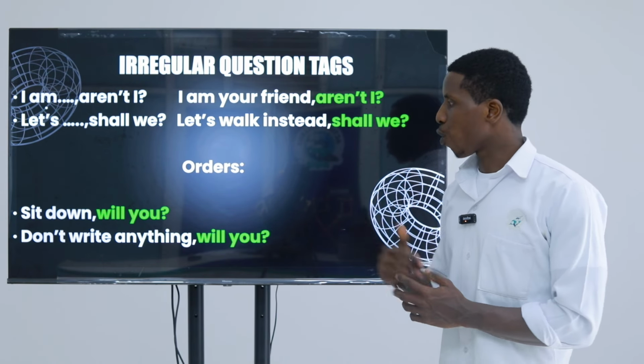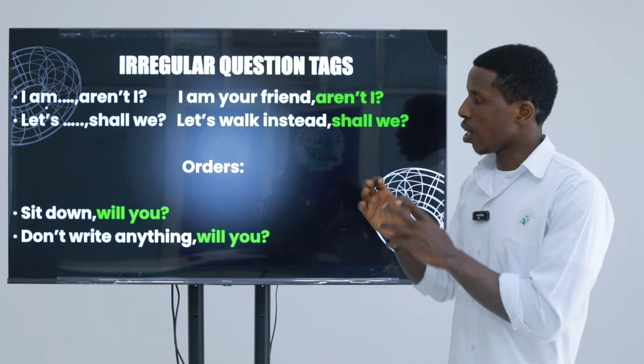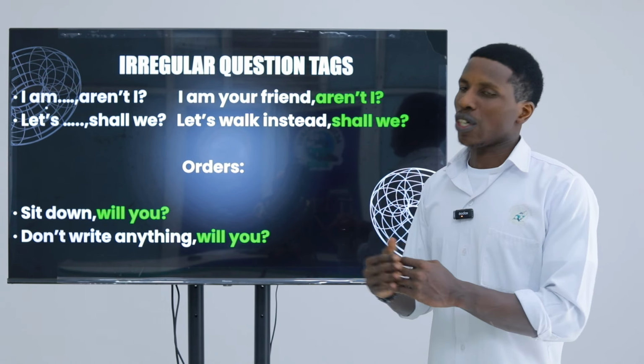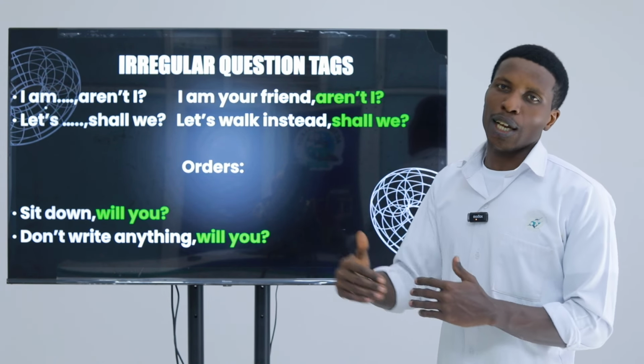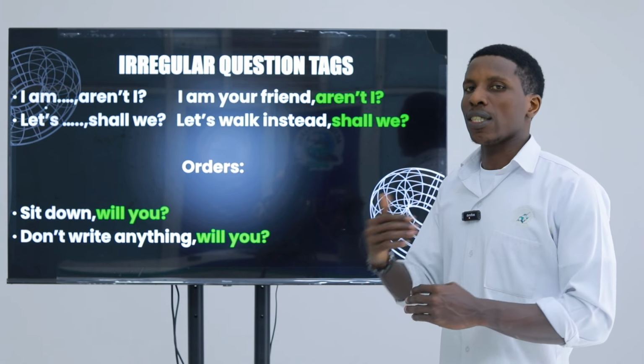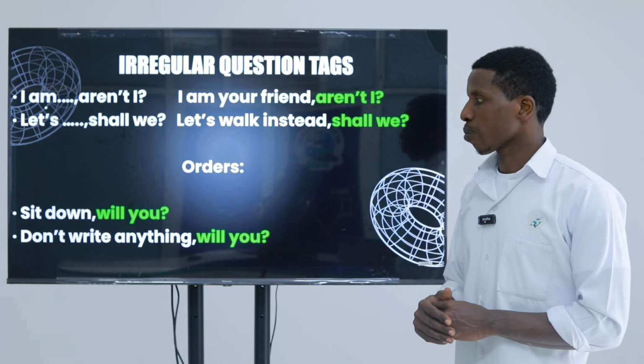Then also when you have orders like "sit down, will you?" So this is irregular and you have just to master it as it is here. There's no other way that you can say that. So it means you have to say it as Englishmen or as English people do. All right. So here you say "sit down, will you?"